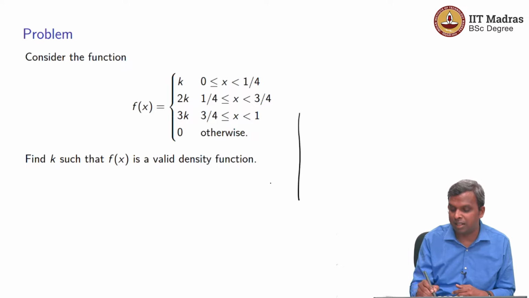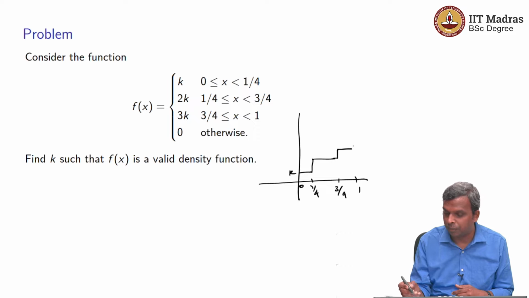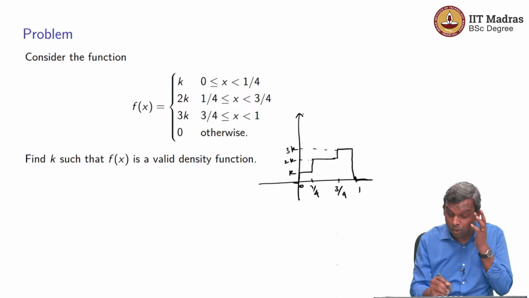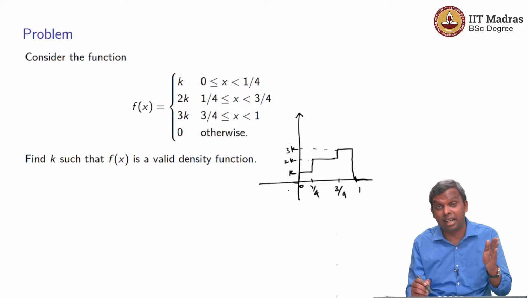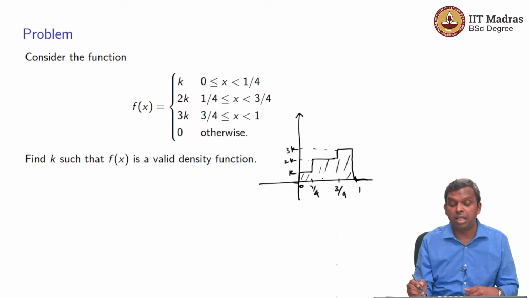So if you want, you can sketch it. 0, 1 by 4, 3 by 4, and 1. It goes to k here, and then 2k here, and then 3k here, right? So this is the function. Okay, so here the only thing to use is that the entire PDF, the area under the curve, the entire integral has to be 1.